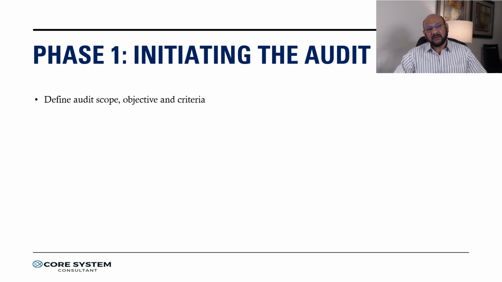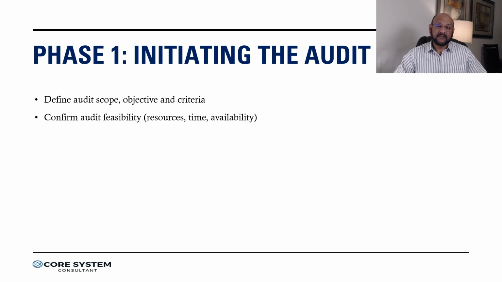You define the objective, which is normally the conformance against the requirement of the standard, and the criteria. The criteria is itself the standard, or it can be done against any of your policies and procedures as well. Then you confirm the audit feasibility. So you contact those departments which you are planning to audit. You can contact their resources. You ensure the availability of not just the departments that you are about to audit, which are called auditee, but also the auditor's availability as well. And you tentatively decide the timings, in which weeks or which months you would like to conduct the audit, as per the feasibility of the auditee, which is the department to be audited.